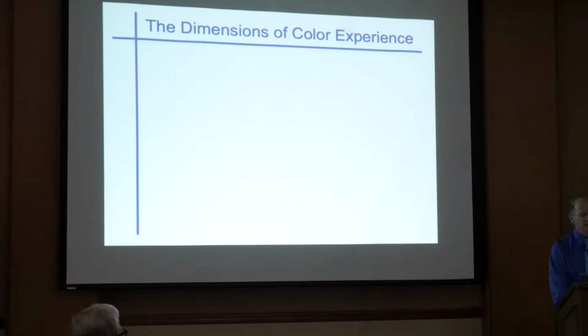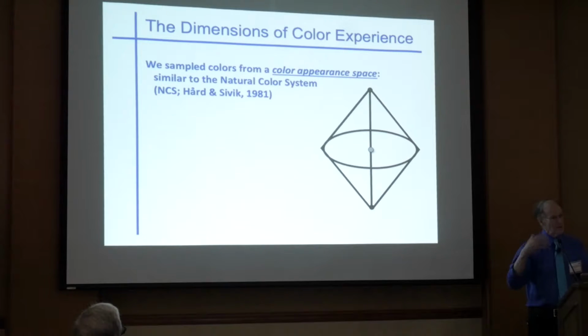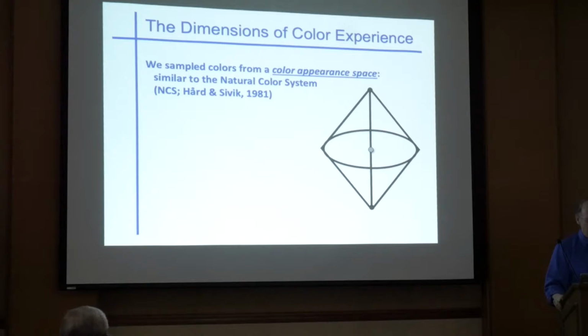So in the studies that we did of color experience, we had to sample colors. And I was actually hoping that Brian was going to talk about color appearance spaces of the sort that we use, but he didn't. There are lower level and higher level color appearance scales and spaces, and he was talking about some of the lower level ones. The one that we actually used is one called the natural color system, or we used a system like that.